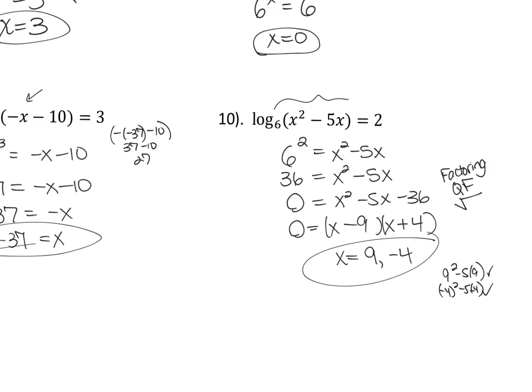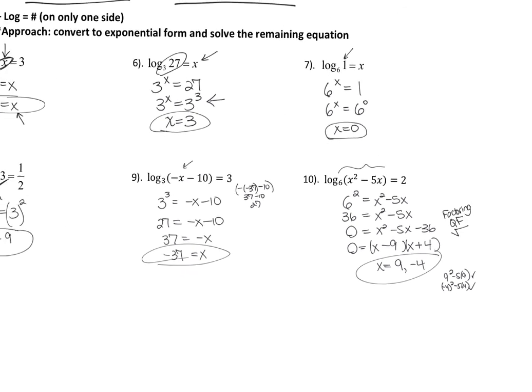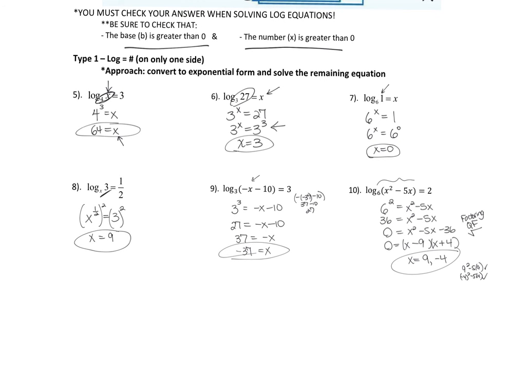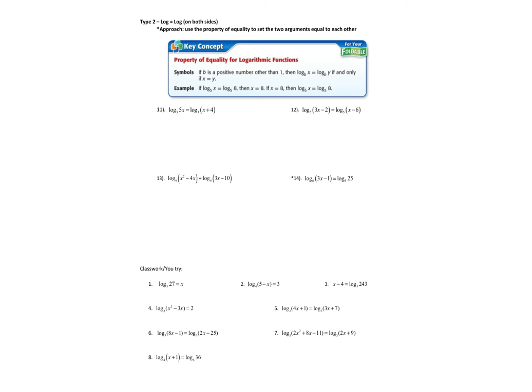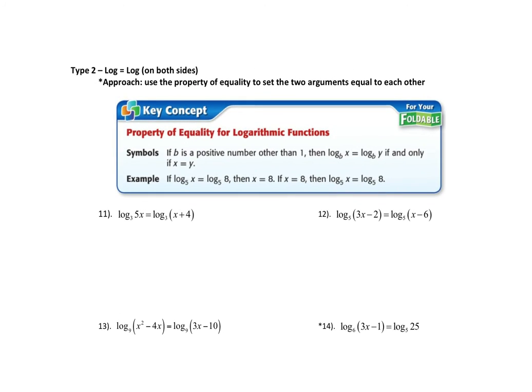So once again, these are what I consider type 1 equations, where the word log is only on one side of the equation. And so your approach is always to set that into exponential form and go from there. And then to finish up, type 2. Type 2 is going to be when you have the word log on both sides. So log on the left and log on the right.